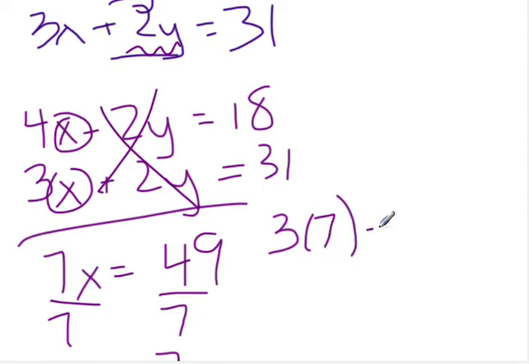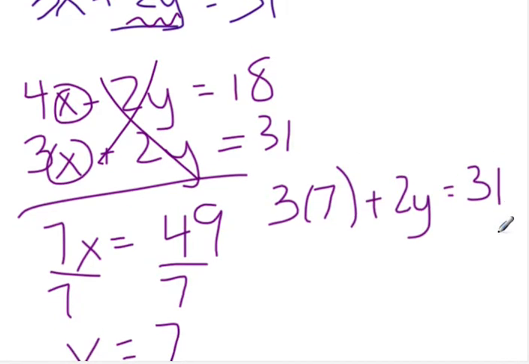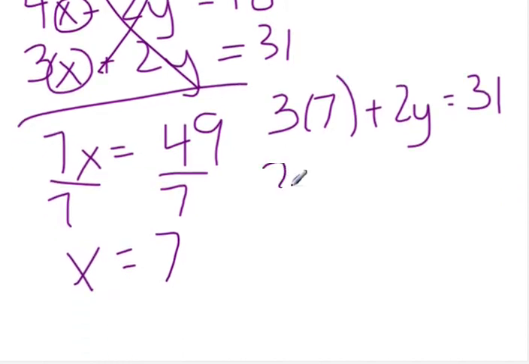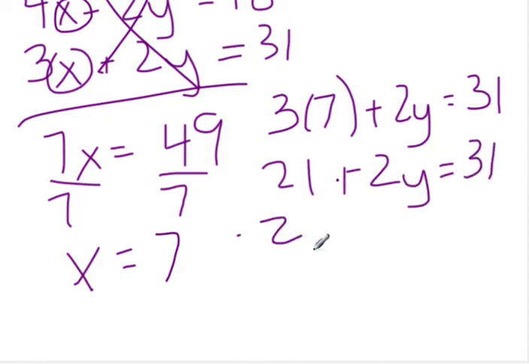So I'm going to get 3 times 7 plus 2y is equal to 31. So I took the x out and I put 7 in instead. So I get 21 plus 2y is equal to 31. So I'm going to go ahead and subtract 21 from both sides, and I get that 2y is equal to 10.